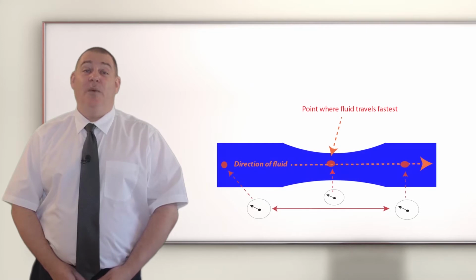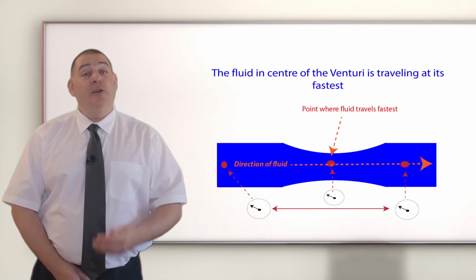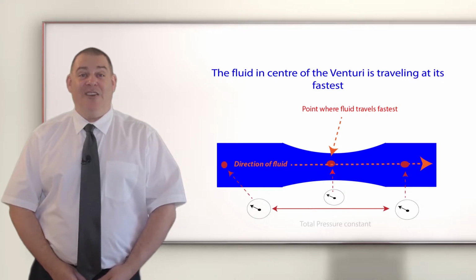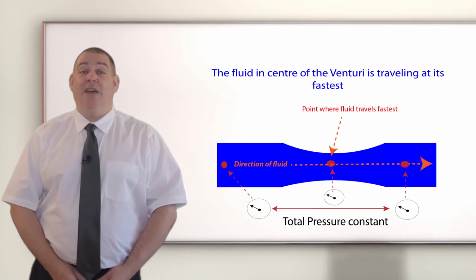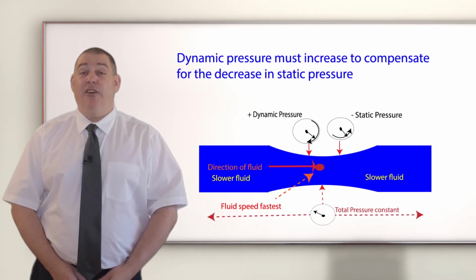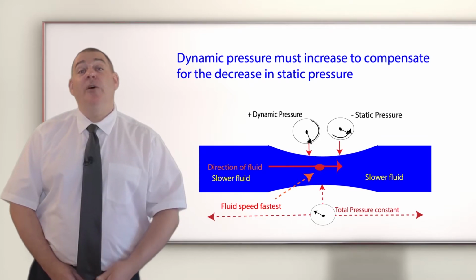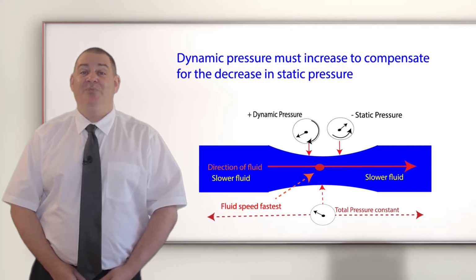Daniel discovered that when a fluid passes through the constricted part of a venturi, the fluid will accelerate and travel faster. However, the total pressure across the tube remains the same. The static pressure through the constricted area of the tube will drop, so there needs to be an increase in dynamic pressure for the total pressure to remain the same.